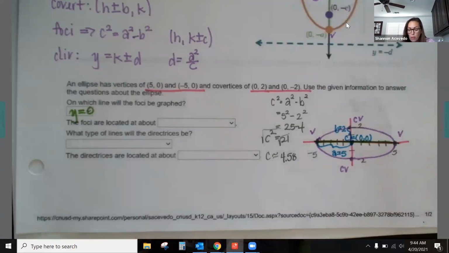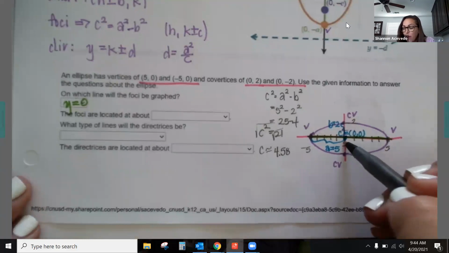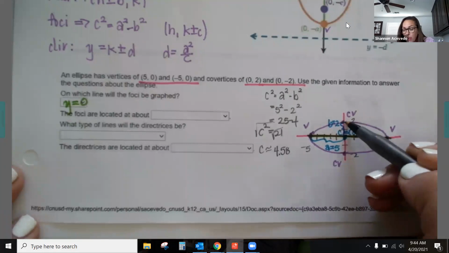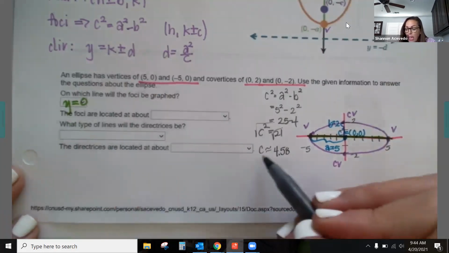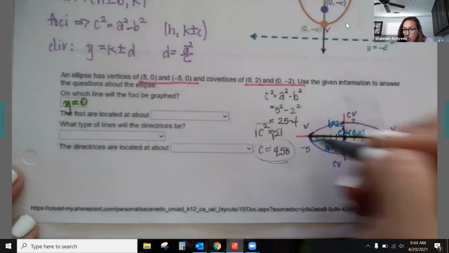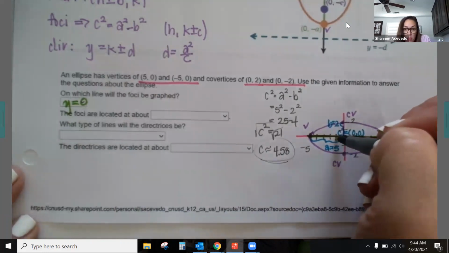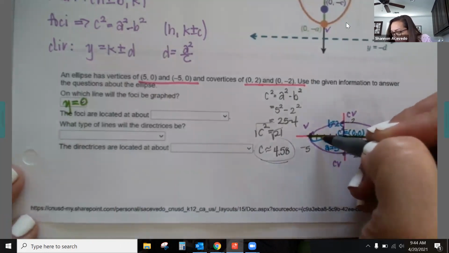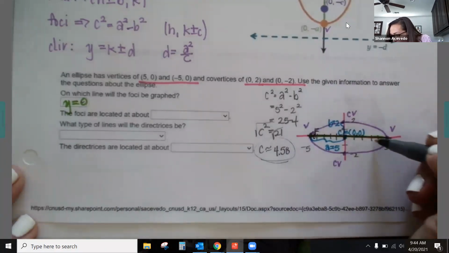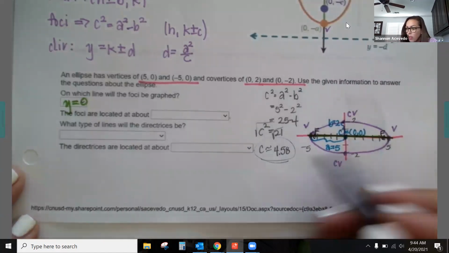If I want to know where the foci are, it's the same idea as what we did for our A value. We count from the center that A value to find the vertices, and that B value to find my co-vertices. To find the foci, we count the C distance from my center. So I would count from my center along my major axis, left and right, 4.58. So a little more than 4.5. So 1, 2, 3, 4.5, somewhere right there, and I would count 1, 2, 3, 4.5, somewhere right there. That's exactly where the foci are going to be on the graph.